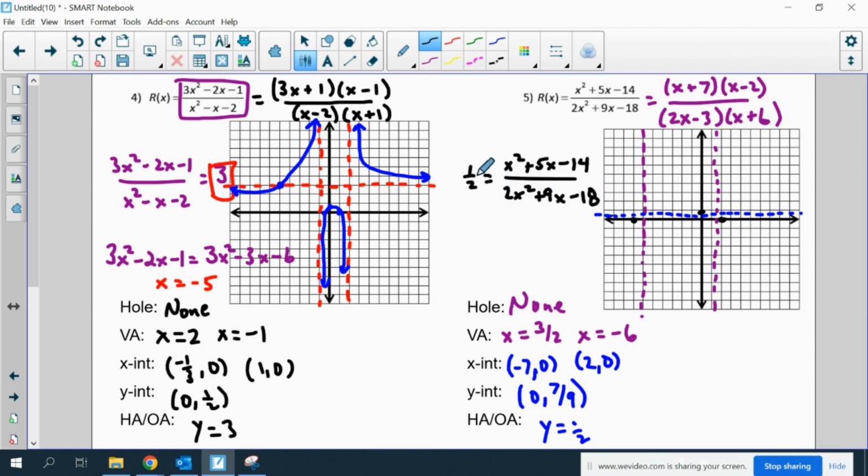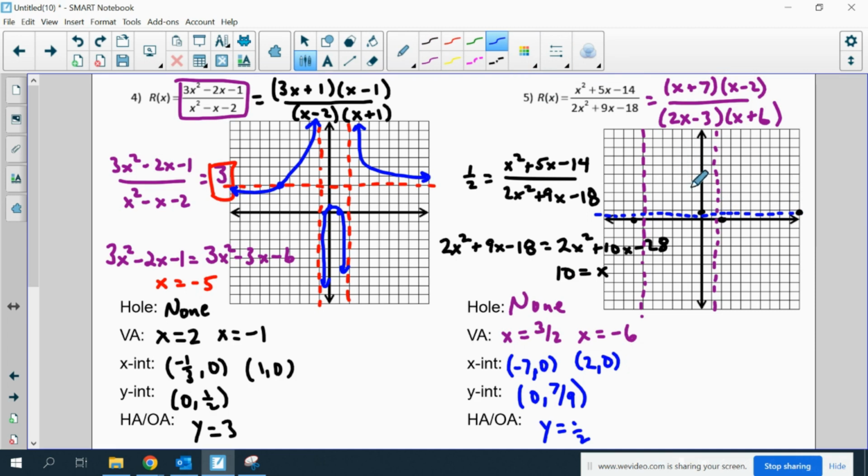So then I multiply the 2x squared minus 9x minus 18 over to the left. And I multiply the 2 over to the right. So I basically just cross multiply this. The 2x squareds go away. I subtract the 9x over and I get 1x. I add the 28 over and I get 10. So x equals 10, comma 1/2 is a point on the graph.